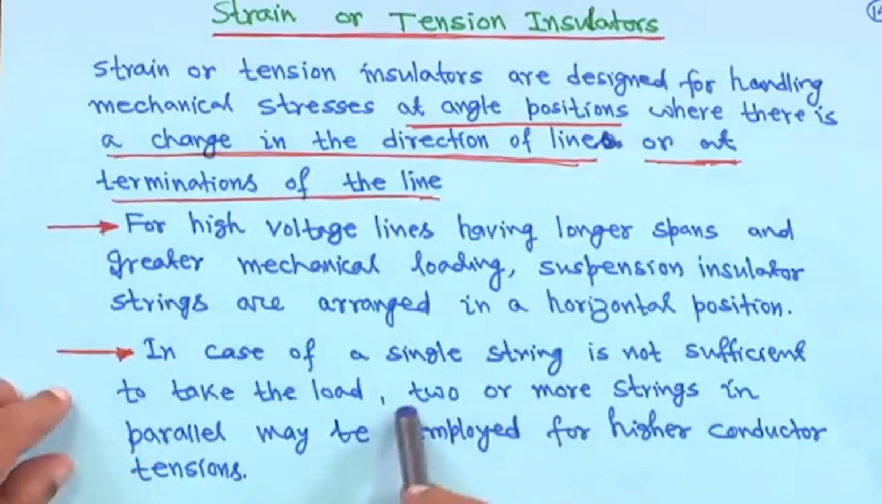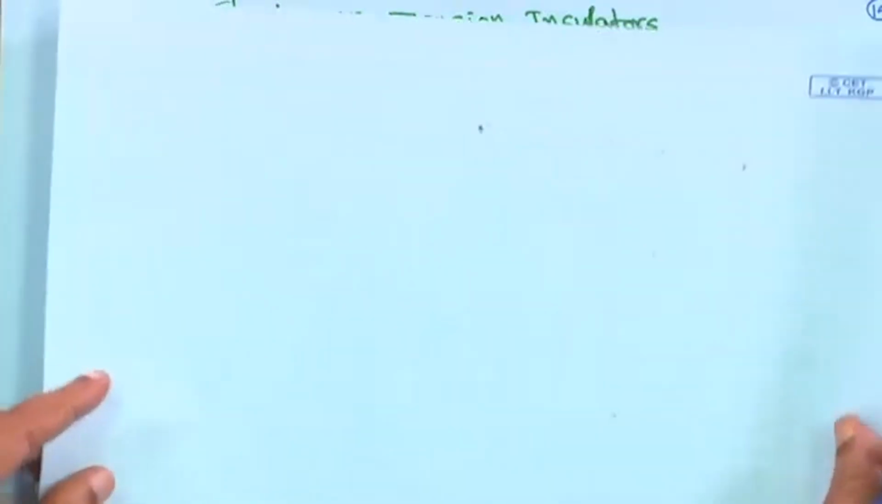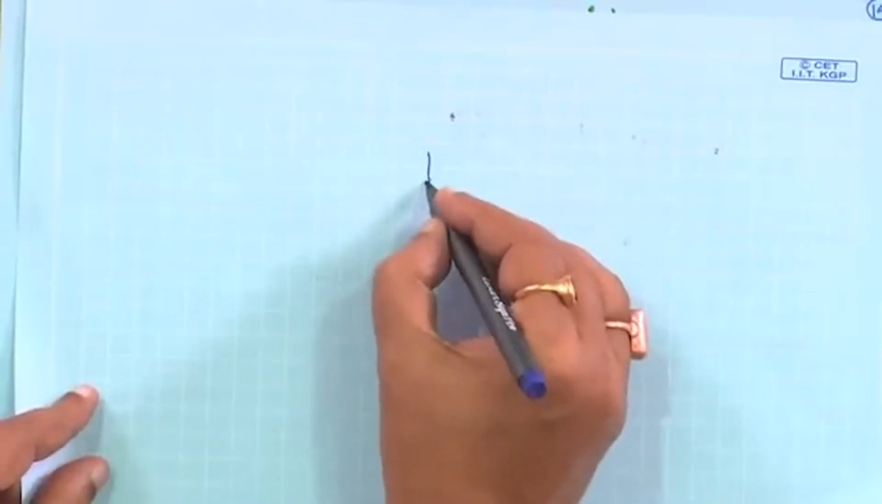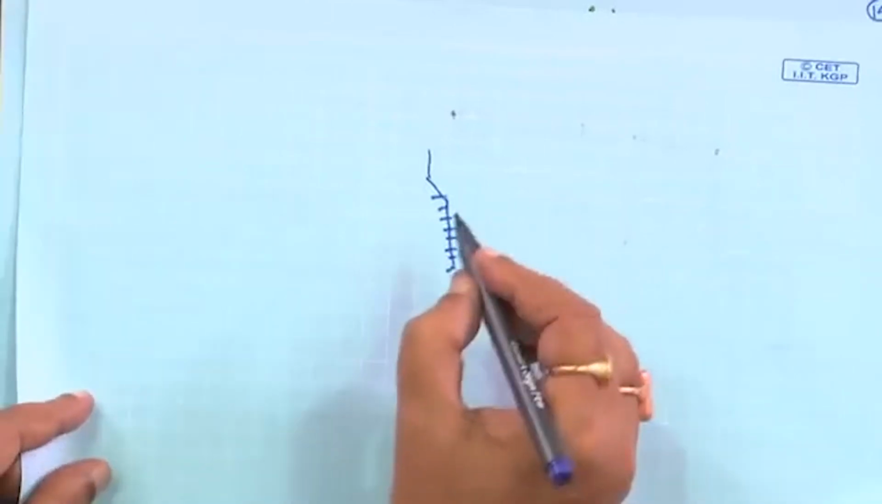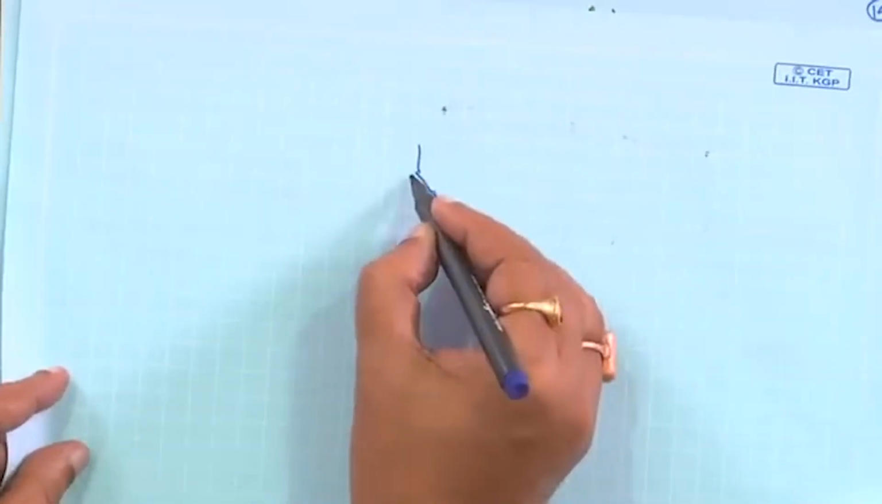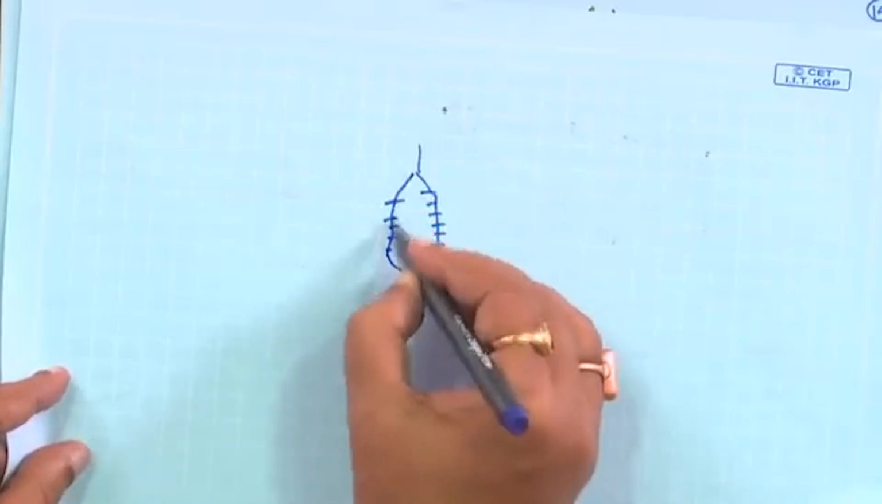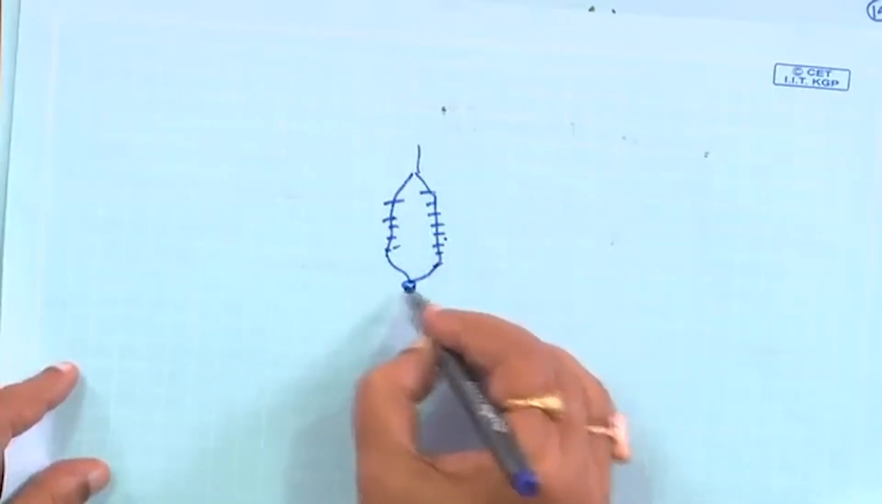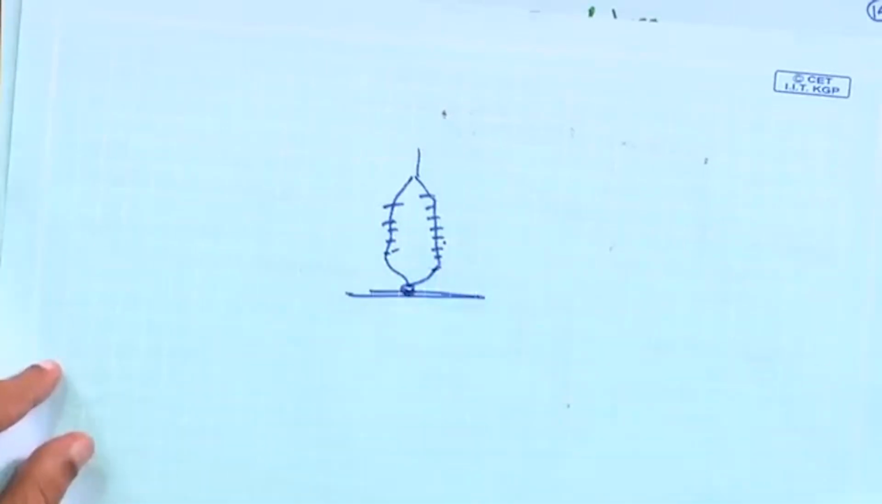In case a single string is not sufficient to take the load, two or more strings in parallel may be employed for higher conductor tension. That means, suppose from the cross arm you have one insulator, and if the line loading is very high, from another cross arm you have another. So, two strings of insulator, and the conductor is connected here. You can observe that.